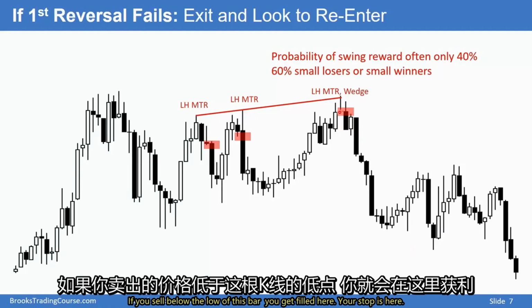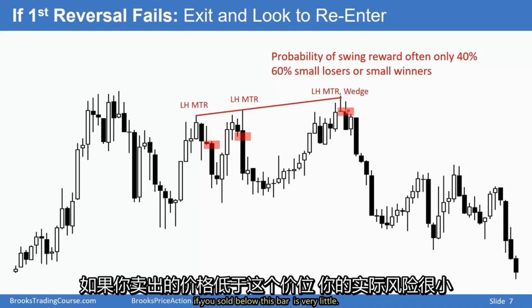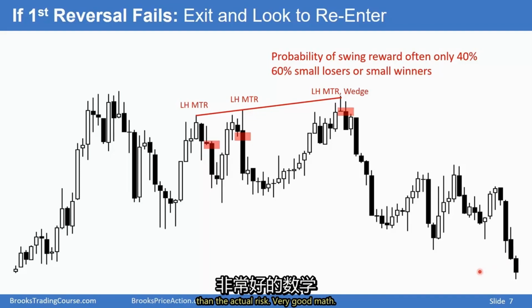If you sell below the low of this bar, you get filled here, your stop is here. Very small initial risk. Your actual risk here, if you sold below this bar, is very little, and the profit was many, many times greater than the actual risk. Very good math.